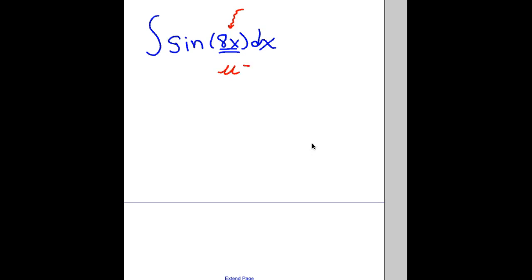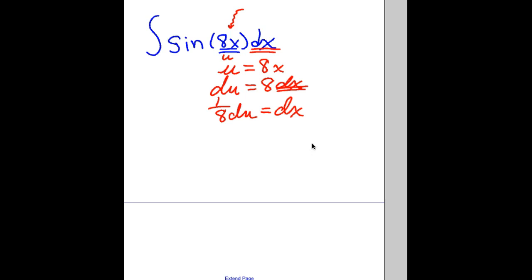So I would say I'm going to let u equal 8x so that I'm doing sine u. But I need this to be du. So I say the derivative of u with respect to x is 8, or equivalently du dx equals 8. Equivalently, du equals 8 dx. But again, I just want dx, so I do a 1/8 fraction correction. I now replace this with a 1/8 du. So the rewrite of my integral becomes sine 8x, which is u, 1/8 du.